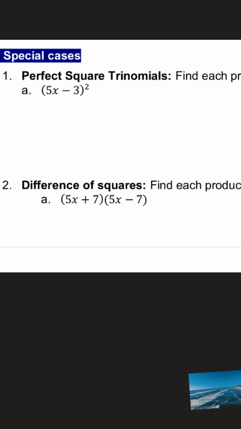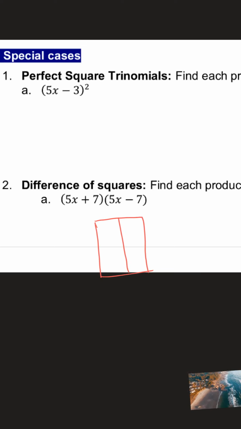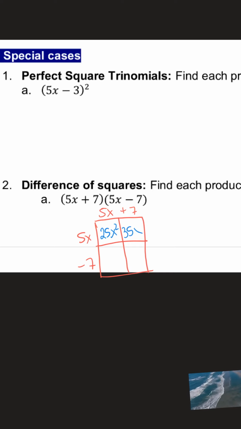So let's see what happens when we get the box method going. Draw a box. And then we're gonna put 5x plus 7 on the top, and how about 5x minus 7 on the side? And then let's see what we get. So I see 5 times 5, which is 25, and then x times x, which is x squared. And then 5 times 7 is 35x.